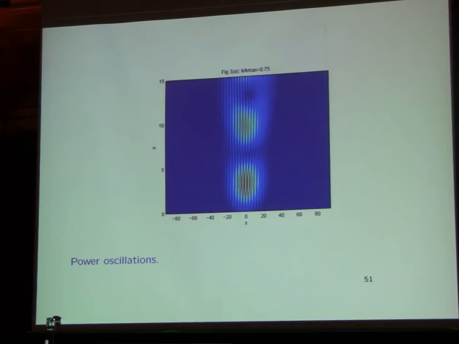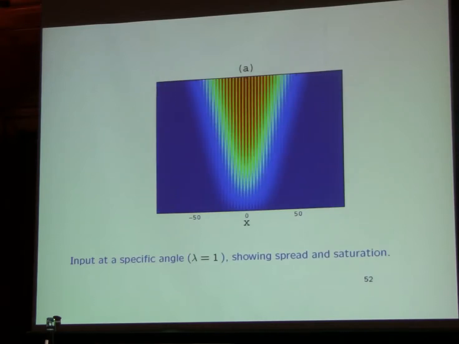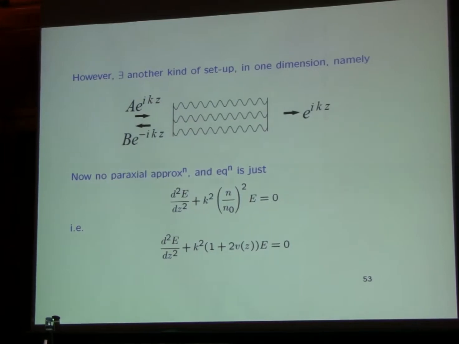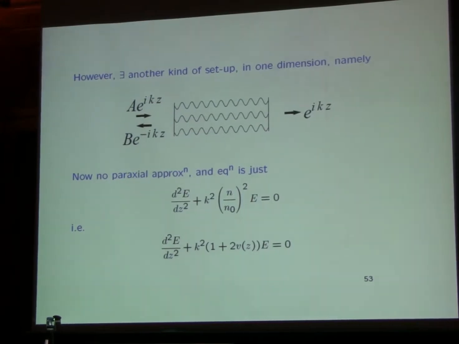Okay, and that's another one. This was coming in. That's another one. The pattern you get depends very, very much on the angle you come in at and so forth. Now, there's another kind of experiment you can do, where you have the modulation of the refractive index going longitudinally in the z direction rather than in the x direction. And this is just a one-dimensional thing.